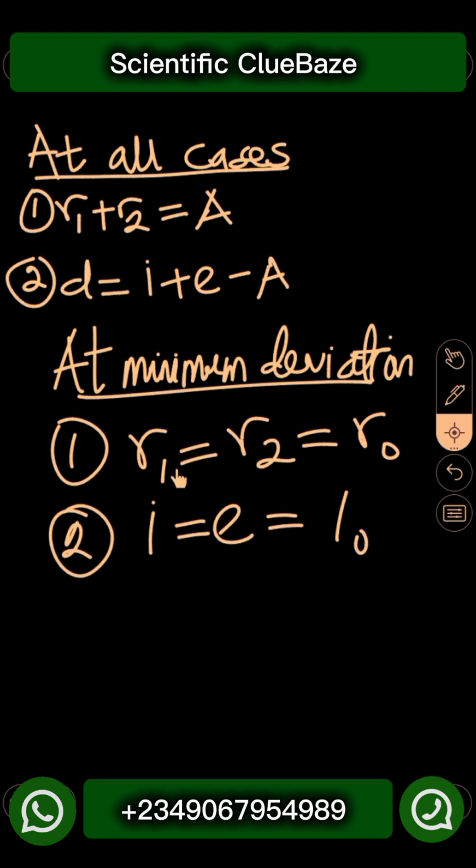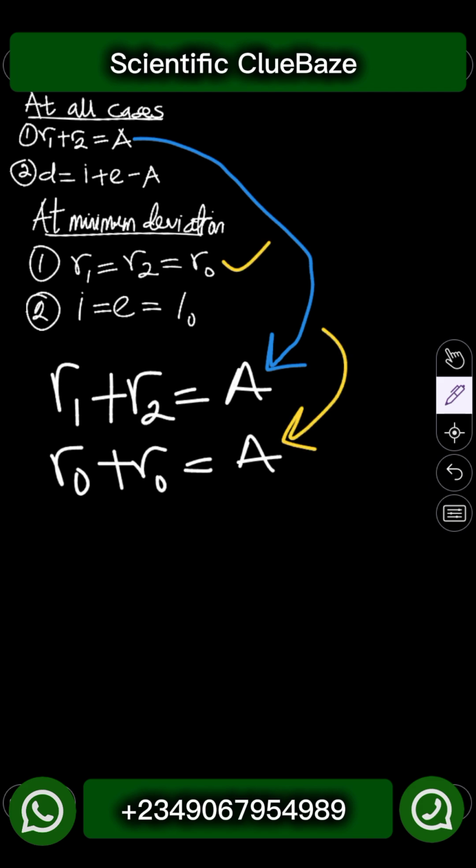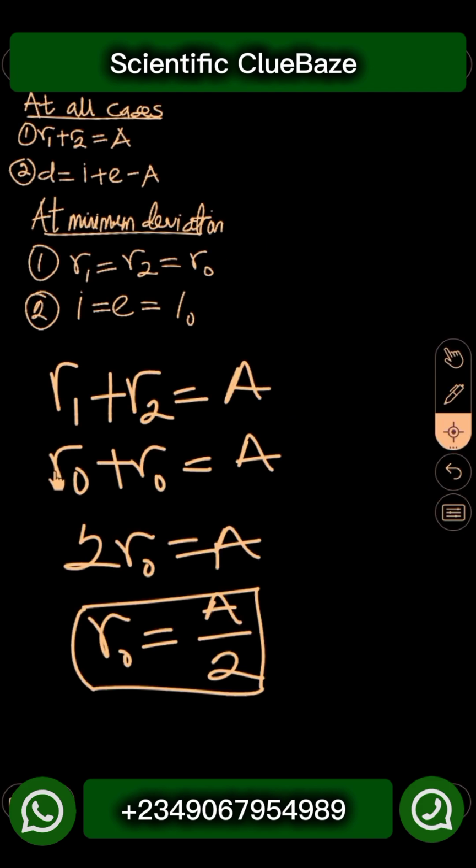Now, this equation we have here is going to alter the original equation that we have in this place. We have that R is equal to R1 is equal to R2. In other words, we're just going to be having R naught plus R naught, and that's just going to be 2R naught. And then from there, we can make R naught the subject of the formula. And then we have that the single refraction is going to be R naught equals A over 2. That's the first thing.